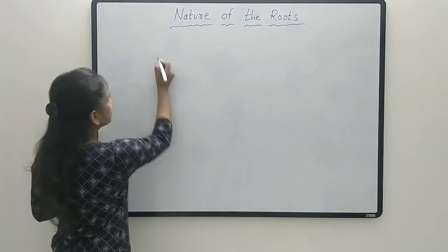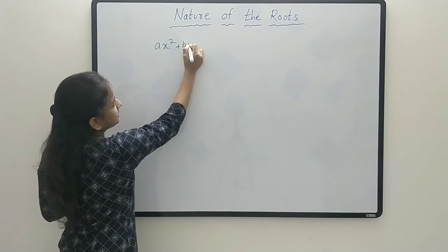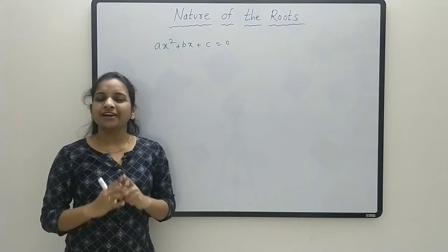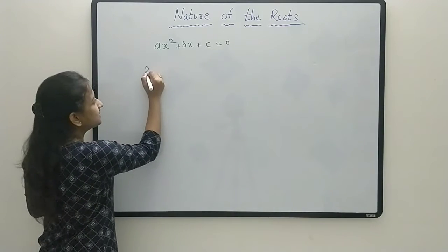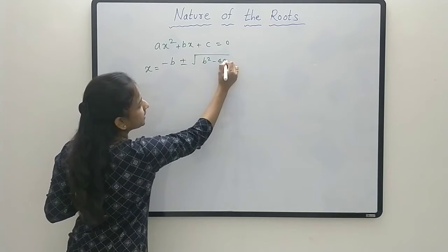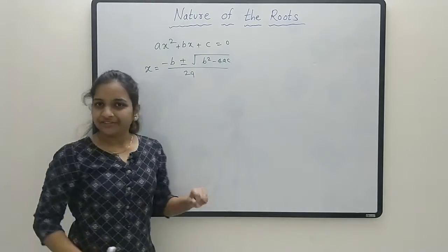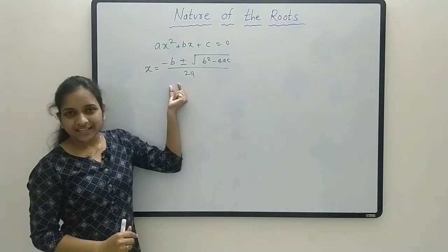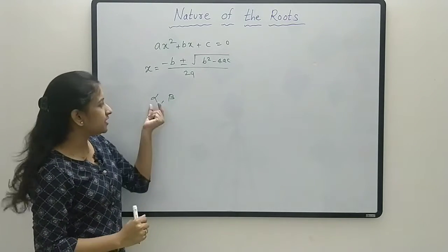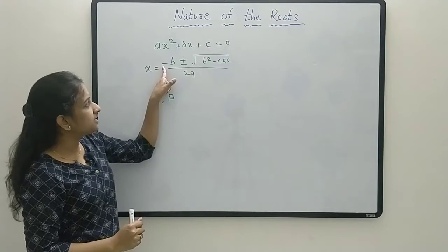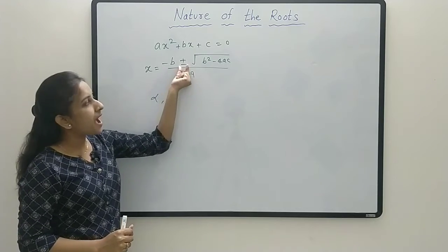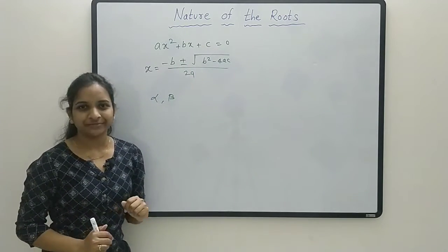The general quadratic equation is ax square plus bx plus c equal to 0. And to find roots, there is a formula which we have already seen. The formula is x equal to minus b plus or minus square root of b square minus 4ac by 2a. Now, if I say for this equation the roots are alpha and beta, then alpha will be minus b plus the square root term divided by 2a and beta will be minus b minus the square root term divided by 2a, right?